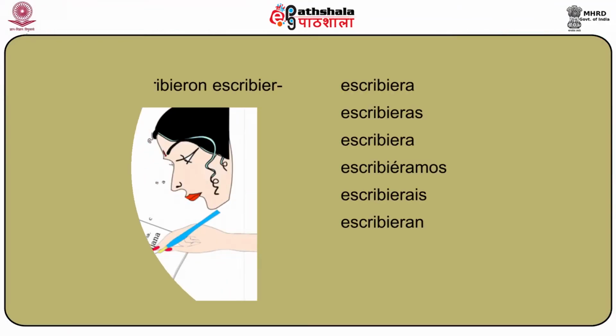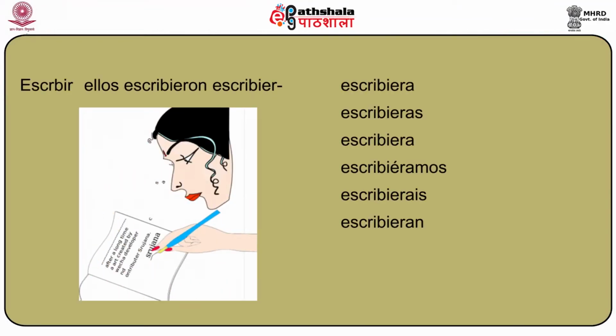Let us now check the IR ending verbs. The example that we take here is the verb escribir, which means to write. The infinitive form escribir is conjugated in the preterite third person plural as ellos escribieron, leaving us with the stem escribier. To this you add the endings of the past subjunctive and the conjugations therefore are escribiera, escribieras, escribiera, escribiéramos, escribierais, escribieran.